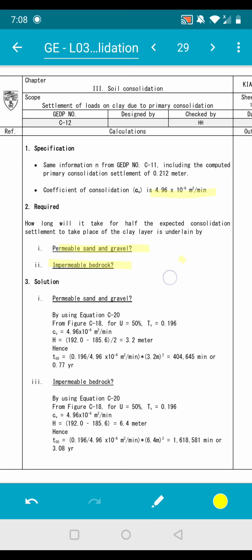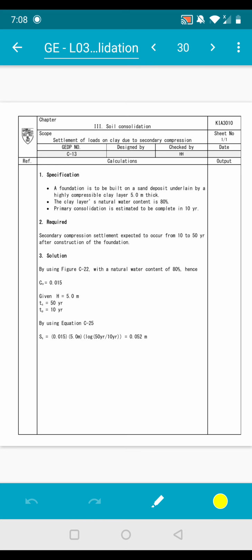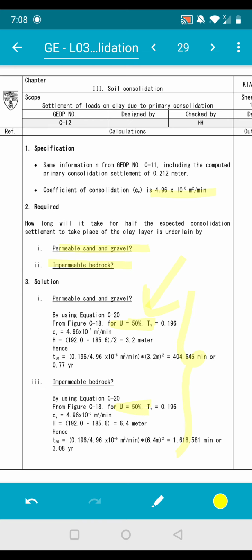Basically, the change is your consolidation percent to 50%. Again, the same approach is repeated, and that's how you calculate this problem number 12.